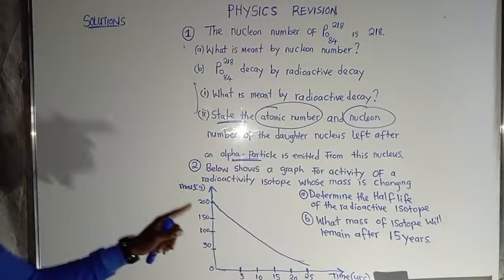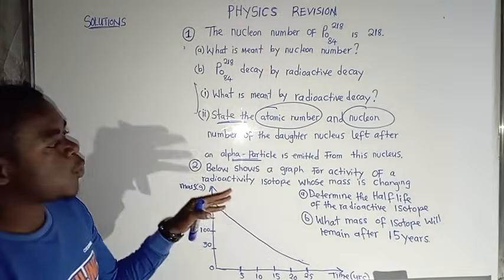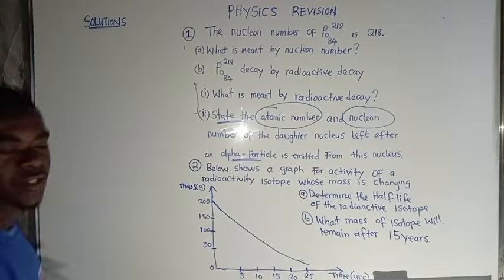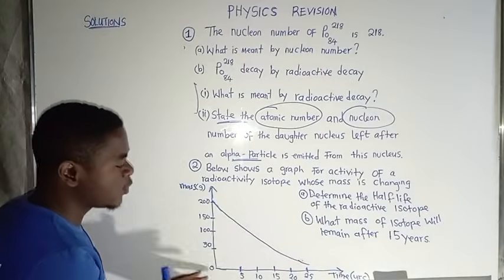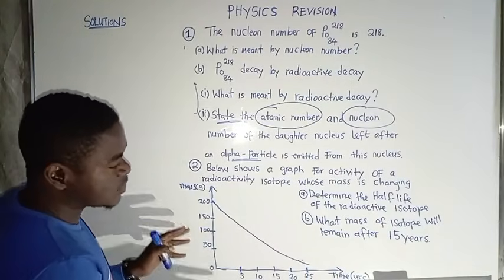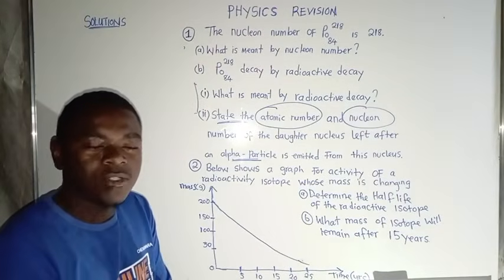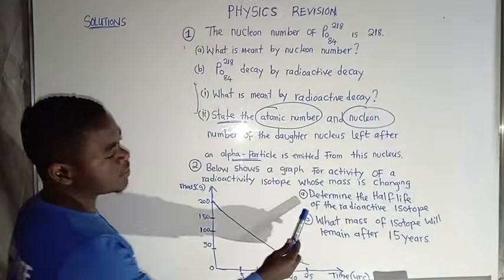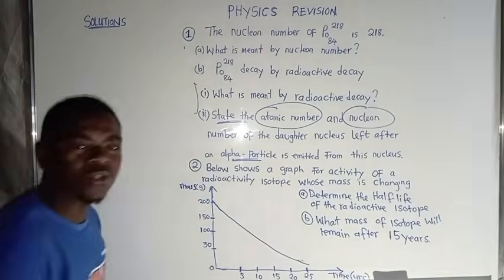Below shows a graph for activity of a radioactive isotope whose mass is changing. This is a graph that is there. The whole essence is for you to understand this. I've just written it like this so that you get the concept. The most important thing is getting the concept. So the first question is saying, determine the half-life of the radioactive isotope.